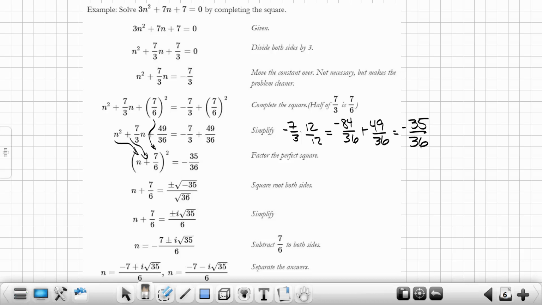I decided to put the negative in the numerator. I could have chosen whichever. Just always choose it to be in the numerator. It's easier. Well, at least it makes the problem flow. So the square root of negative 35, there is no square root of 35, so it stays under the square root. But the square root of a negative is I, so the I comes out. Square root of 36 is 6. Then I subtract the 7/6 over, and I split it into my two answers. These are the steps always for completing the square.